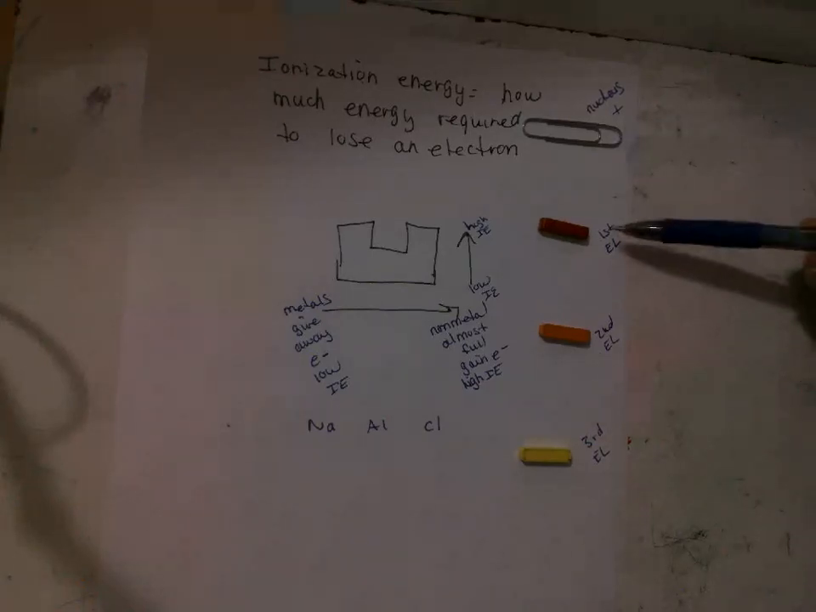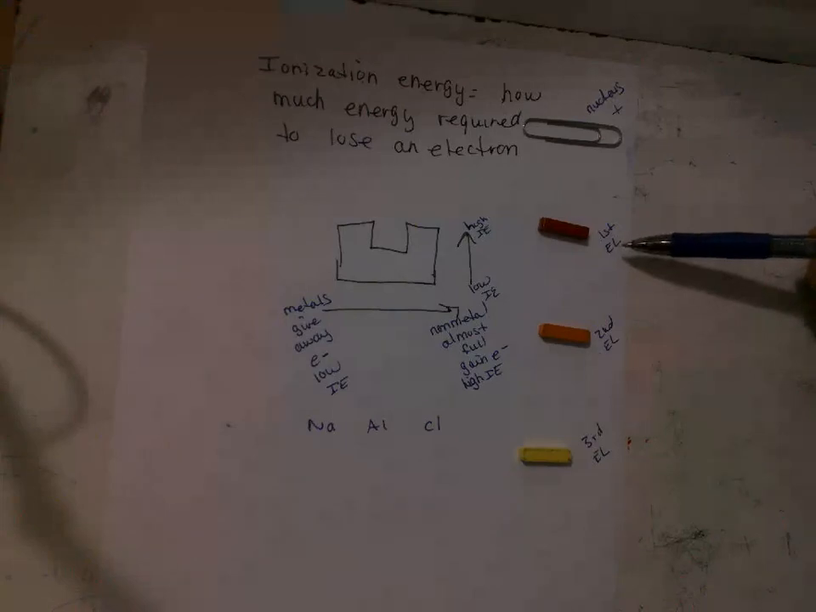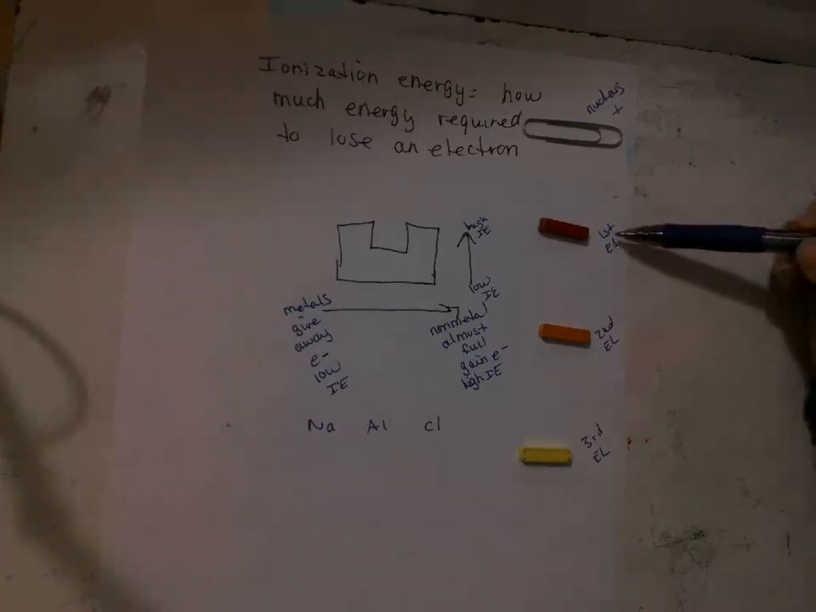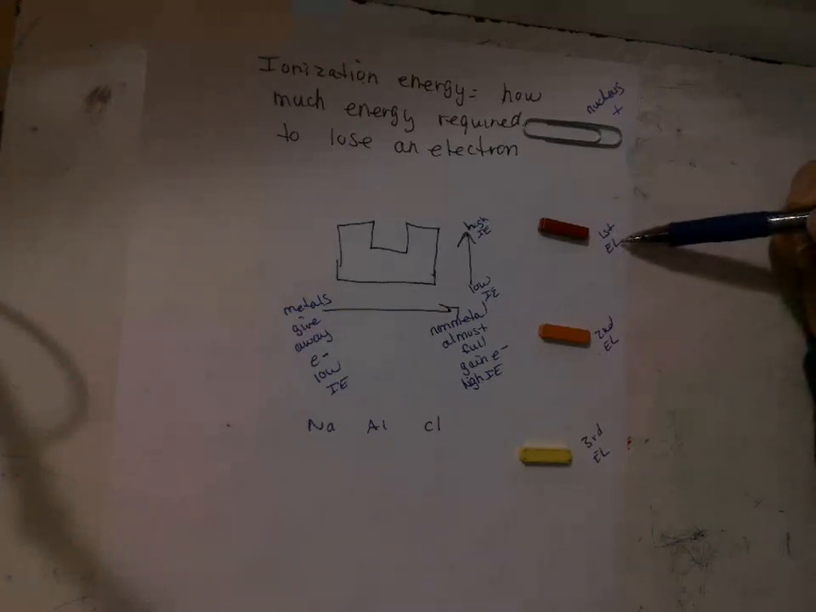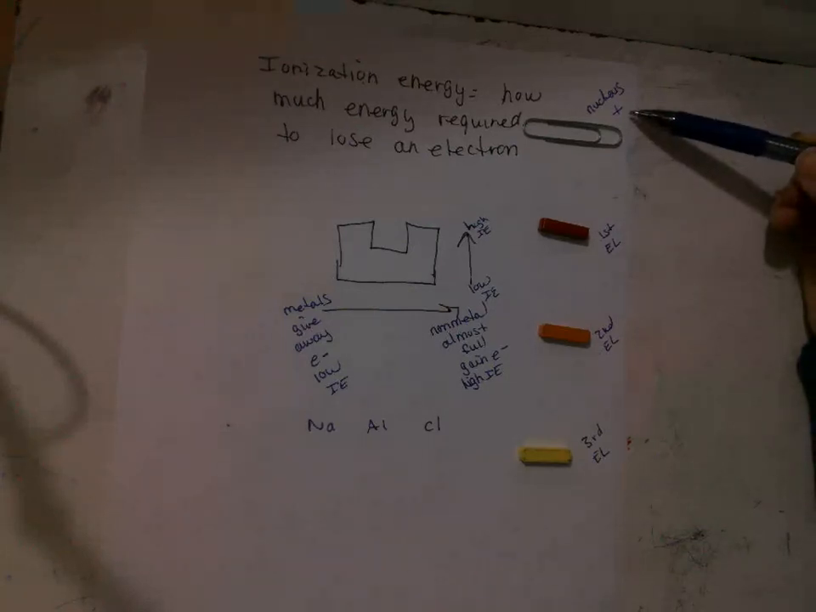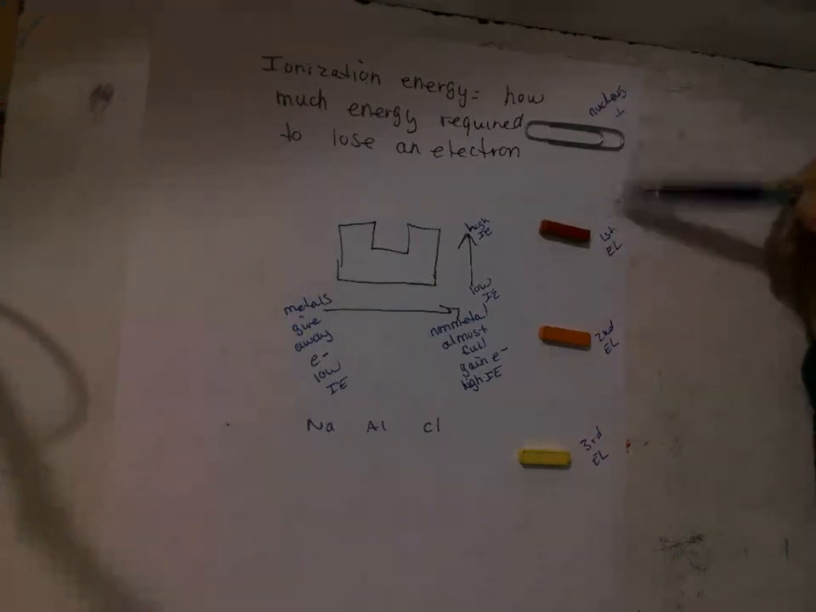Well, it would be the same answer. It'd be your red energy level, or your red magnet has nothing blocking it. So there's nothing blocking that negative electron from being attracted to that positive nucleus. Remember, this is a nuclear charge, so there's nothing blocking it.